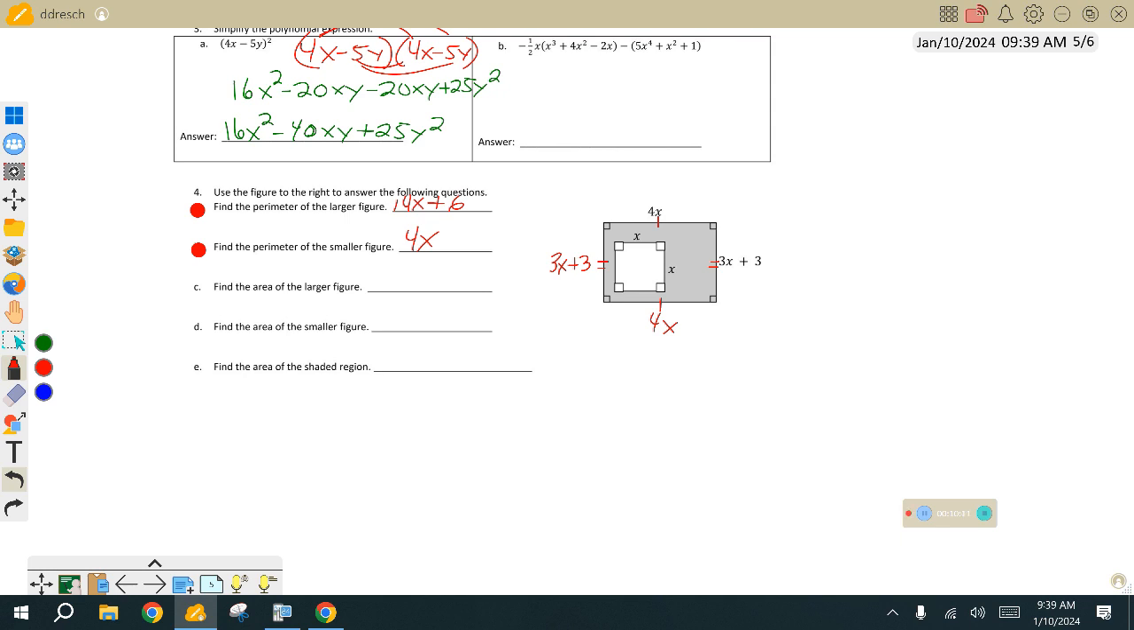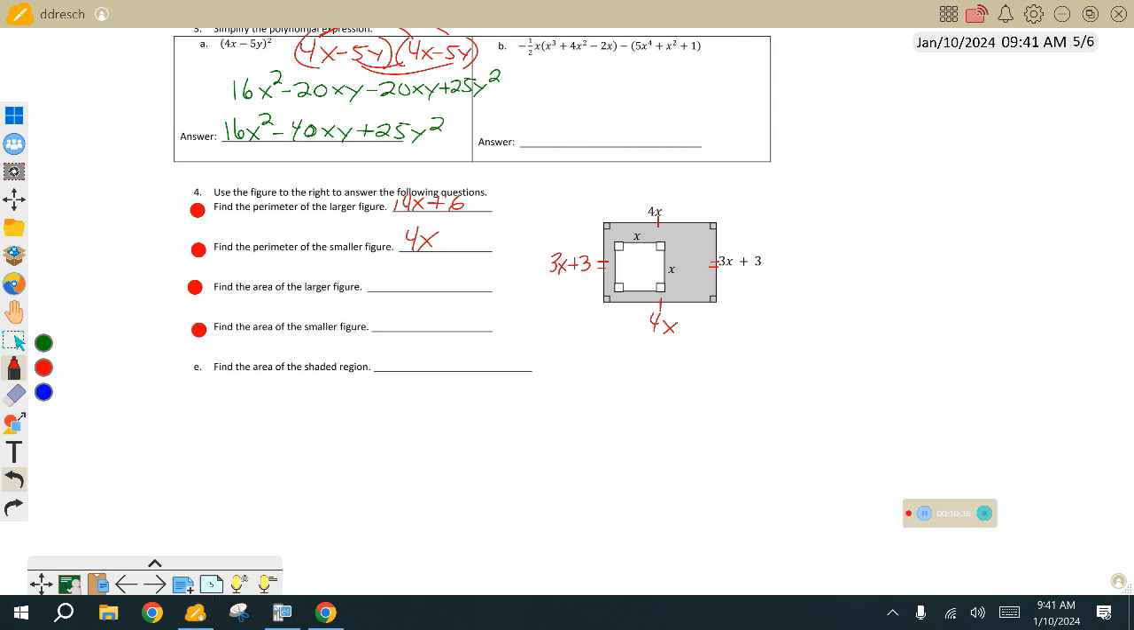Now, smaller figure. Imagine you're just walking around the smaller figure. x plus x plus x plus x is 4x. Now, if you have not done so yet, go find me the area, only the area, of C and D. The area of the large figure and the area of the smaller figure.